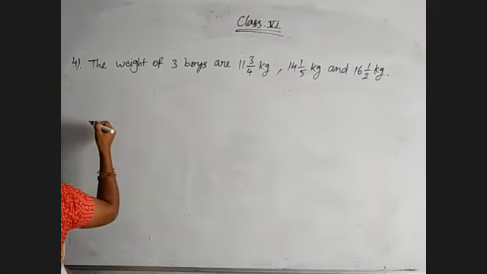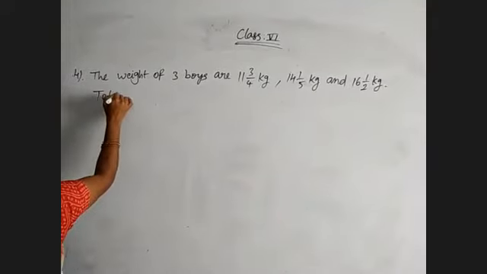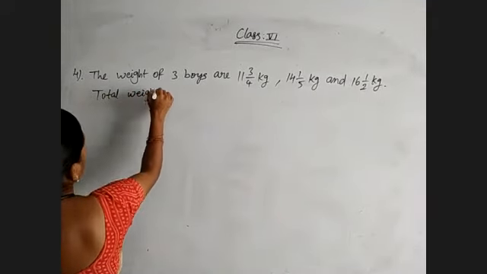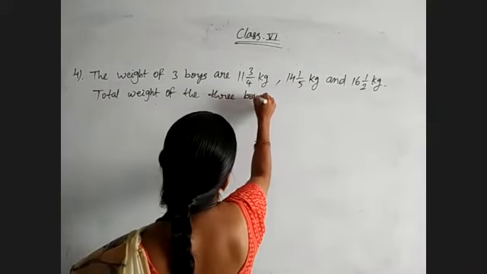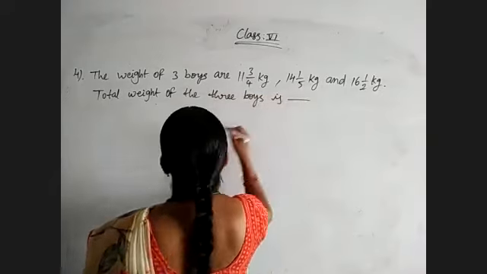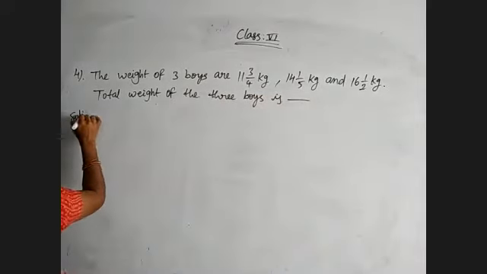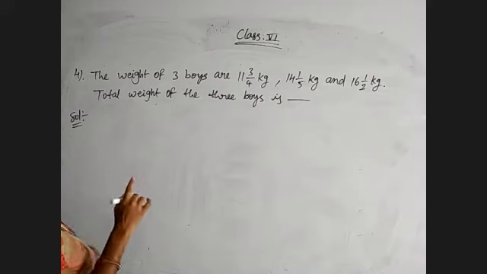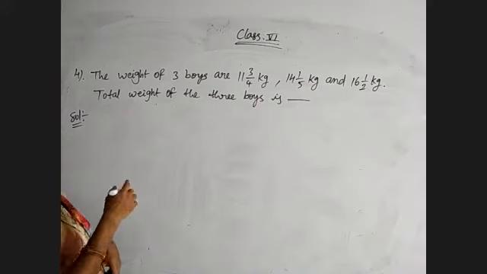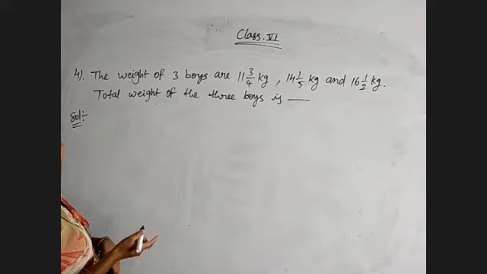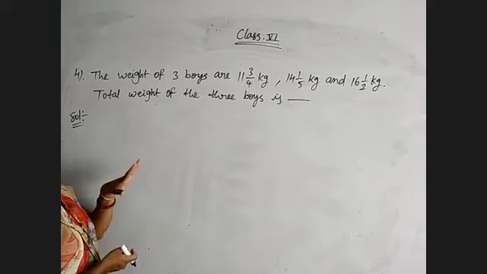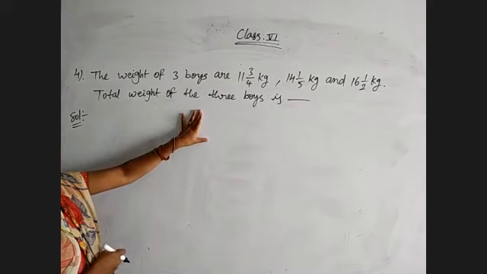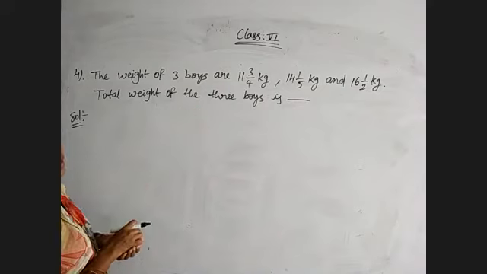The total weight of the 3 boys is... Okay, observe the question. Here they have mentioned the weight of 3 boys and the total weight. Total weight is nothing but we need to go for addition. That's all. So observe, first identify what question they are asking, which operation you need to perform. So here they are asking the total weight of the 3 boys. Total weight is nothing but addition.